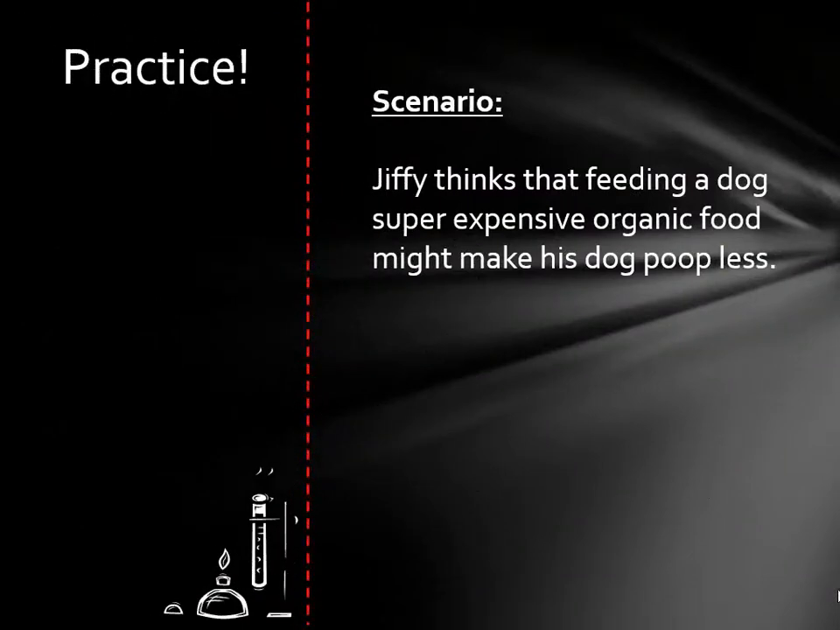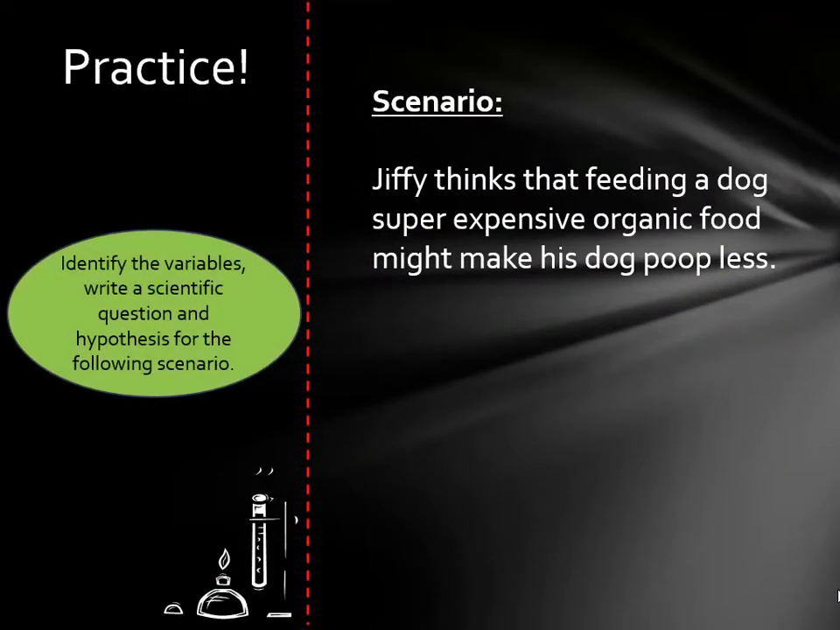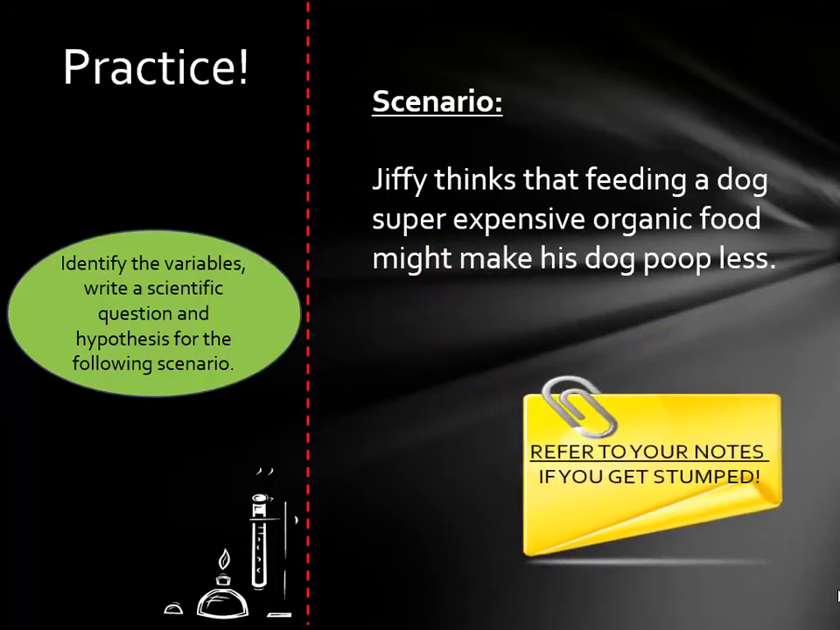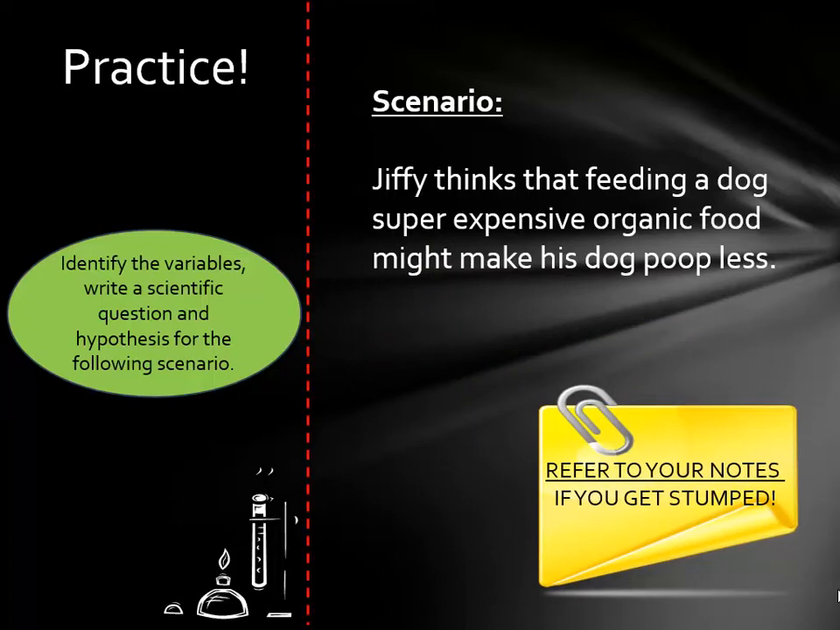Here is a scenario for you. Identify the variables, write a scientific question and hypotheses for this scenario. Jiffy thinks that feeding a dog super expensive organic food might make his dog poop less. If you need to, make sure that you refer to the notes you just took if you get stumped. Again, identify the variables, write a scientific question and a hypothesis for the following scenario.